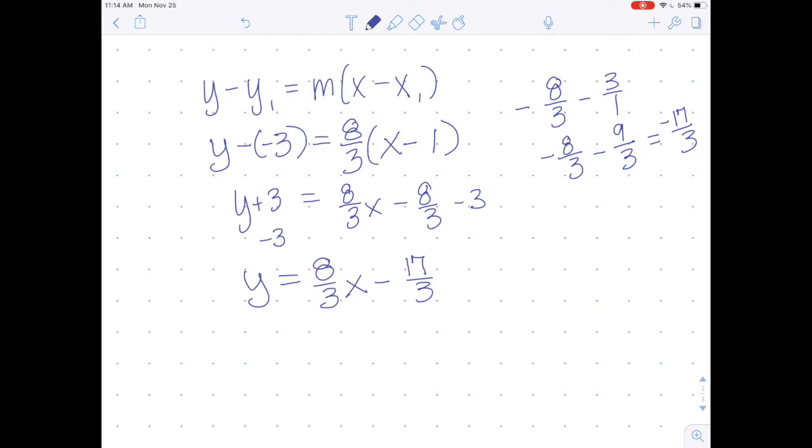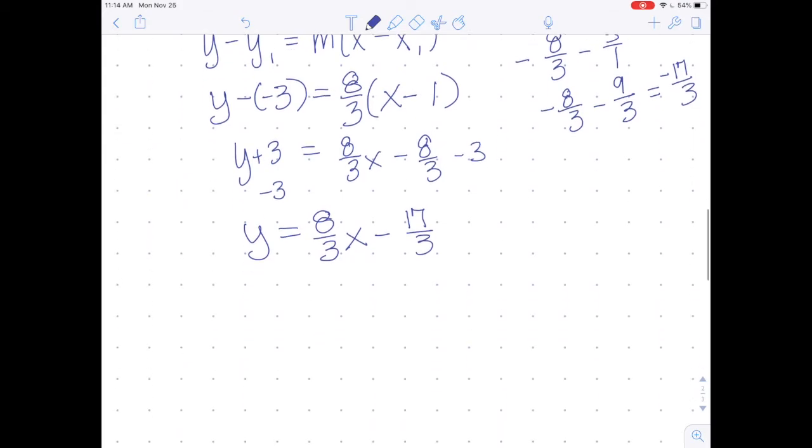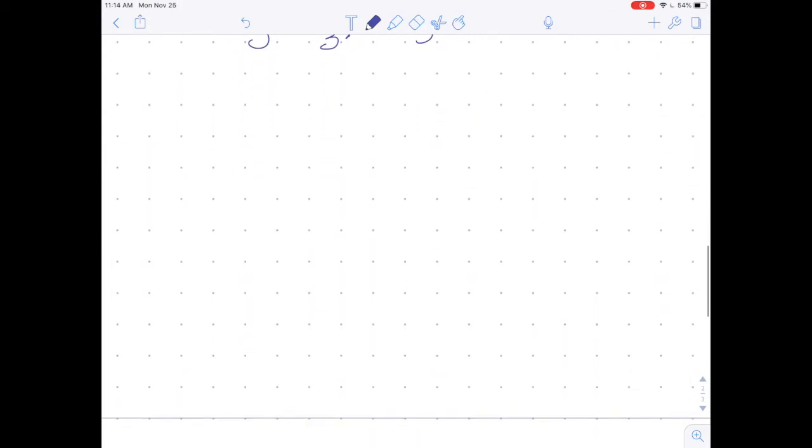Sometimes it does get left in fractions, and that is okay, especially when we're working with slope. Okay, I know that can be a little bit confusing. Let's try another example. So, for this example, we're going to use ordered pairs. It goes through the points 1, 5, and 2, 8. So just like before, we need to find the slope.